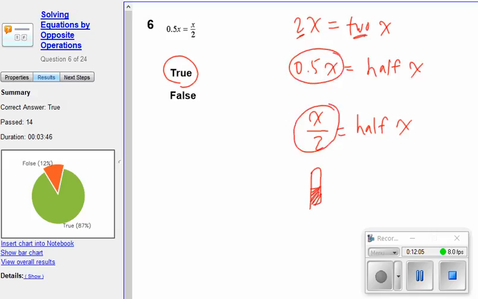Now there is another way to do it. Does anyone know what the other way is? Instead of doing 0.5x, what else could I do? I could use a fraction instead, so I could actually write a half x, right? A half of x. Coefficients are multiplication, so when I say half of, we all know that of means multiplication. So this would be half of x, this would be half of x, and this is half of x.